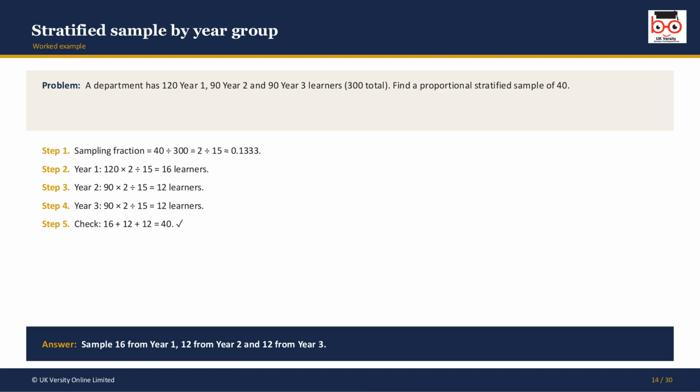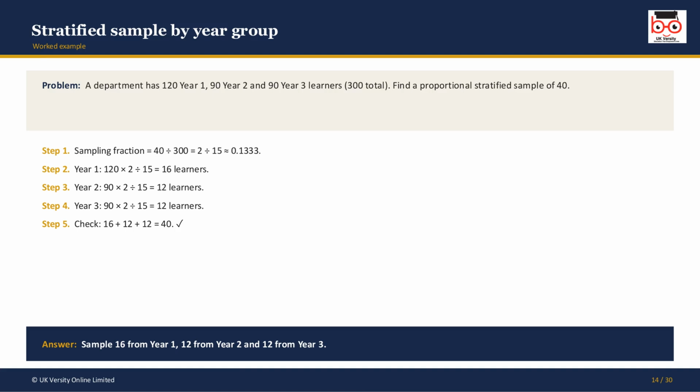Let's work one through. A department has 120 Year 1, 90 Year 2, and 90 Year 3 learners, 300 in total, and we want a proportional stratified sample of 40. The sampling fraction is 40 over 300, which is 2/15, about 0.13. So Year 1 gives 120 times 2/15, which is 16.